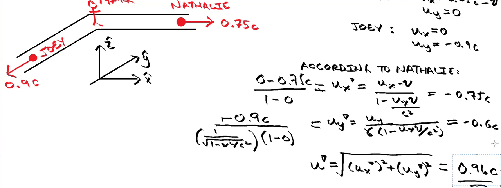What we're going to find out is that this will insist that everyone measures every object's speed is less than the speed of light, unless the thing we're talking about is light. Okay, so hopefully this is okay.